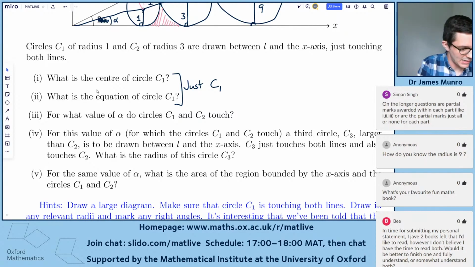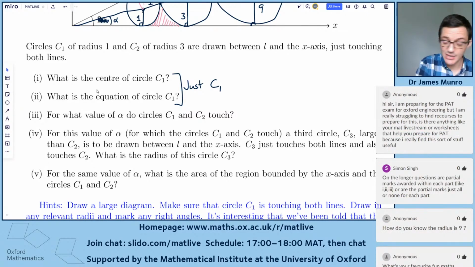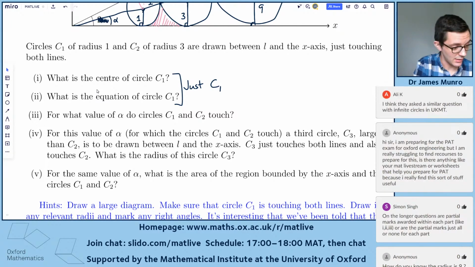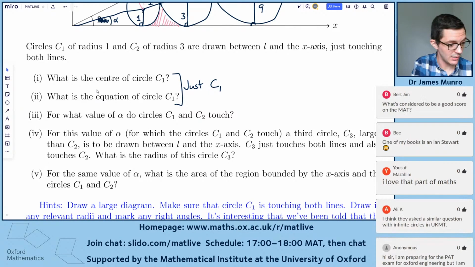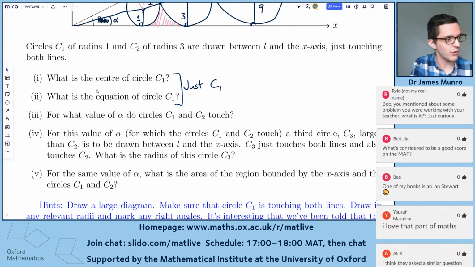Question about PAT. Do they do the same sort of thing with infinitely many circles in UKMT? I can imagine that. Yay, B's already read a book by Ian Stewart. Love Ian Stewart, great author, very nice. What's a good score, says Bert. About 70 to 75 is a good score. Rilo would like to know, this is team effort now, Rilo would like to know a problem that B mentioned last week working on something involving tetrahedrons or something got mentioned?